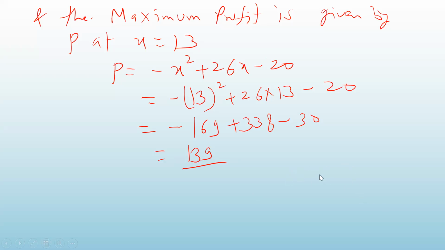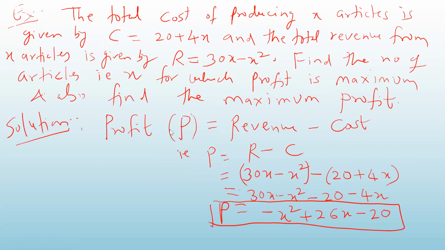So once again, quickly let me explain this once again. To maximize the profit, first of all, we found the profit function. What is the profit function? Revenue minus cost. Revenue is 30x minus x square. Cost is 20 plus 4x. Because they contain more than one term, put the bracket. Then if before the bracket there is a minus sign, the sign of each term of the bracket will change. So this will become minus 20, this will become minus 4x. And then when you simplify, it will become minus x square, 30x minus 4x will give you plus 26x, and then minus 20. So now we have got the expression for profit.